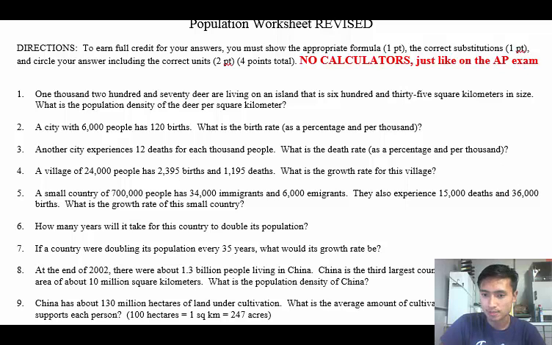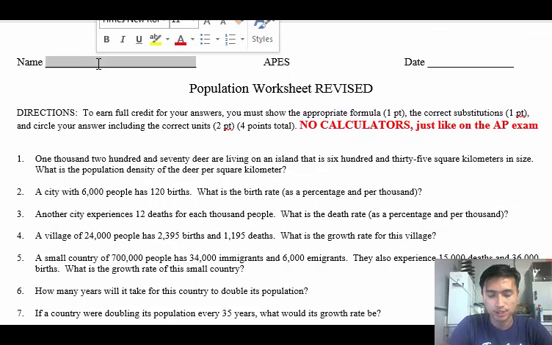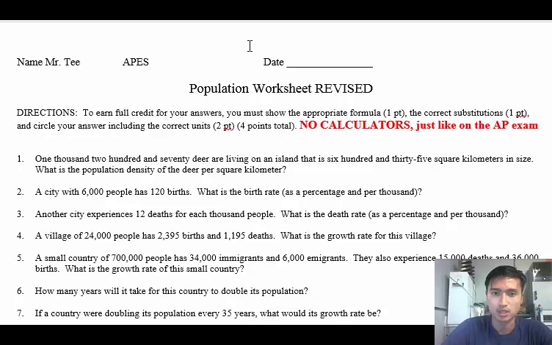Okay, so this is my first time trying out this program, so let's see how well it works. First things first, make sure you type your name or write your name on the handout. And today's date is the 5th.